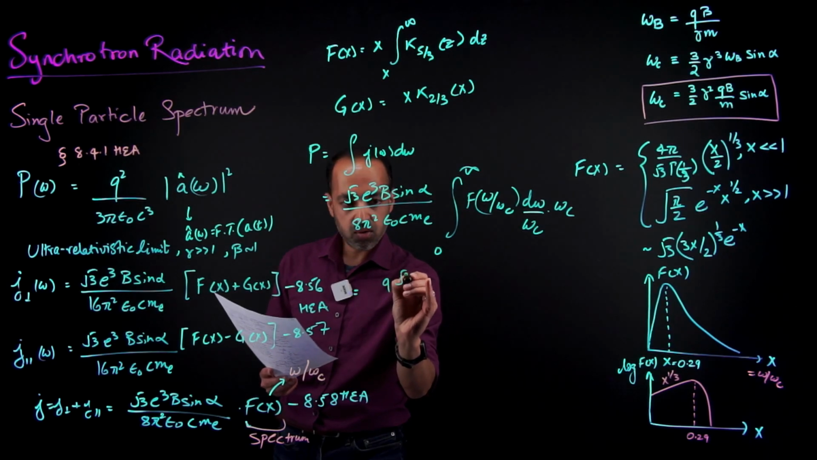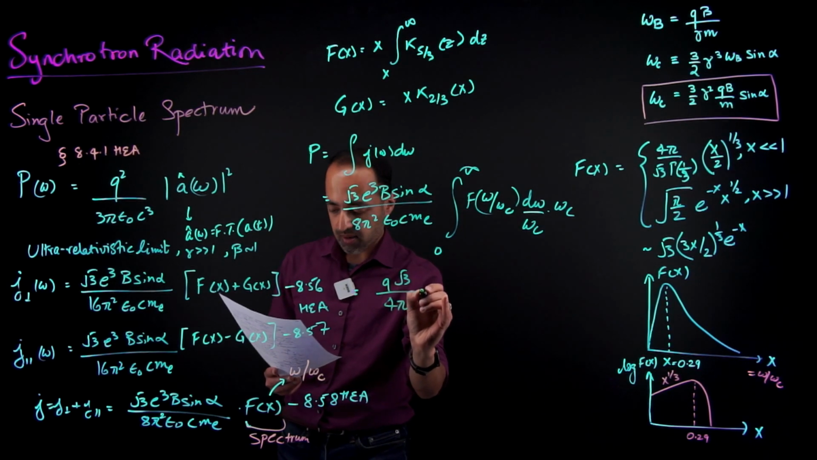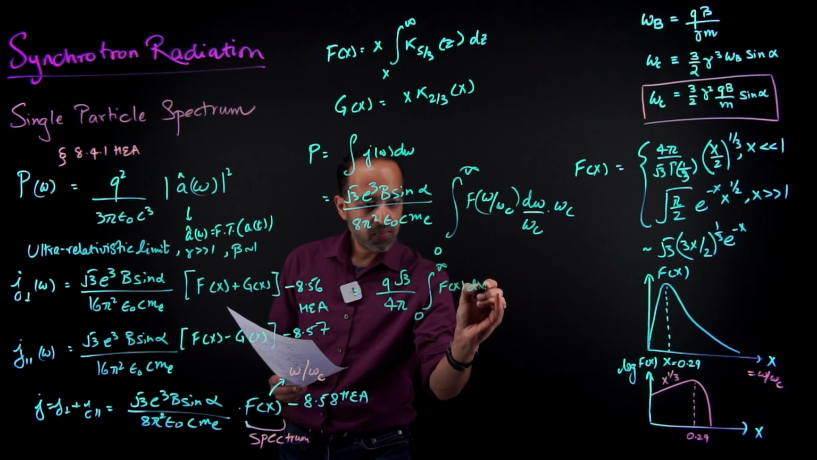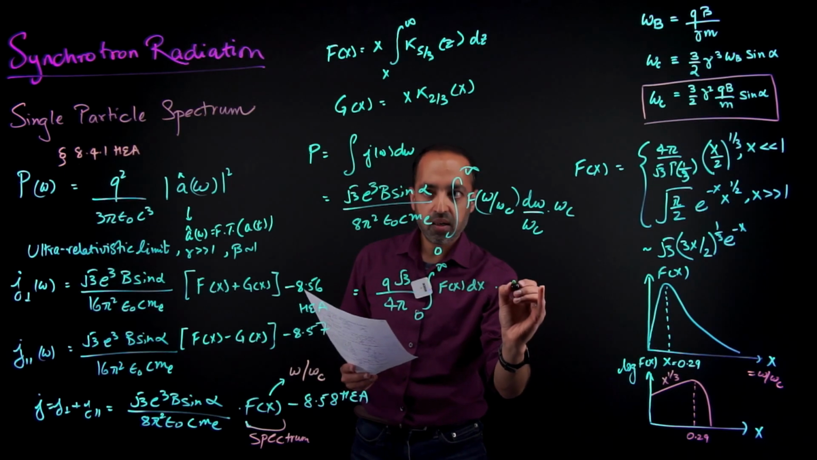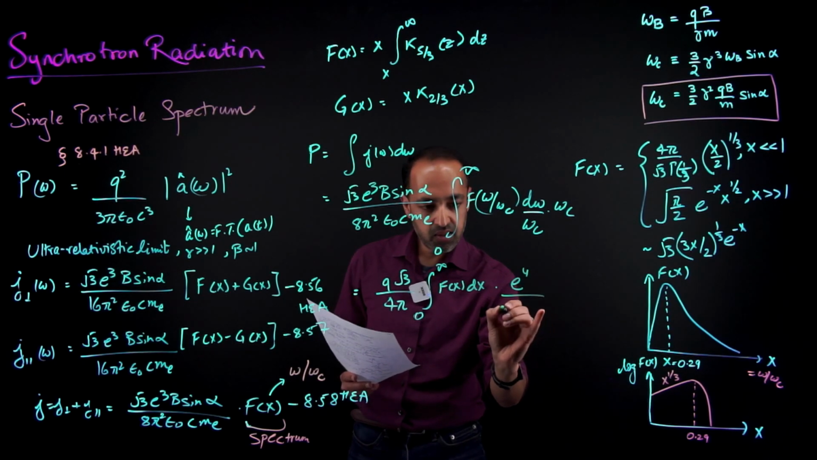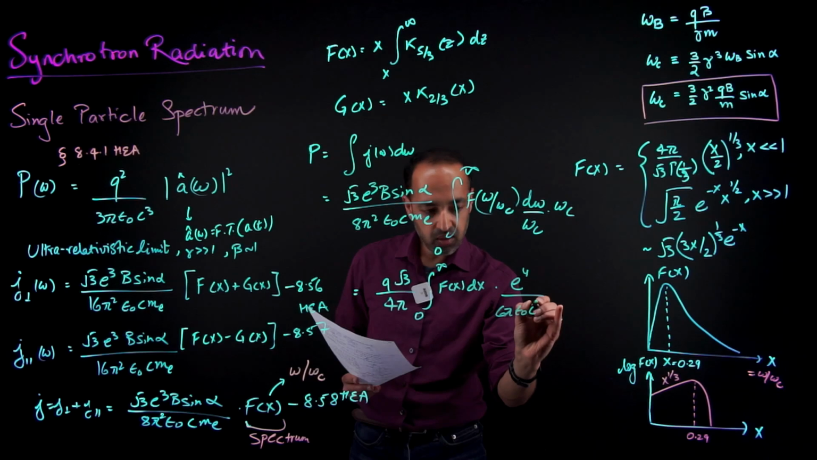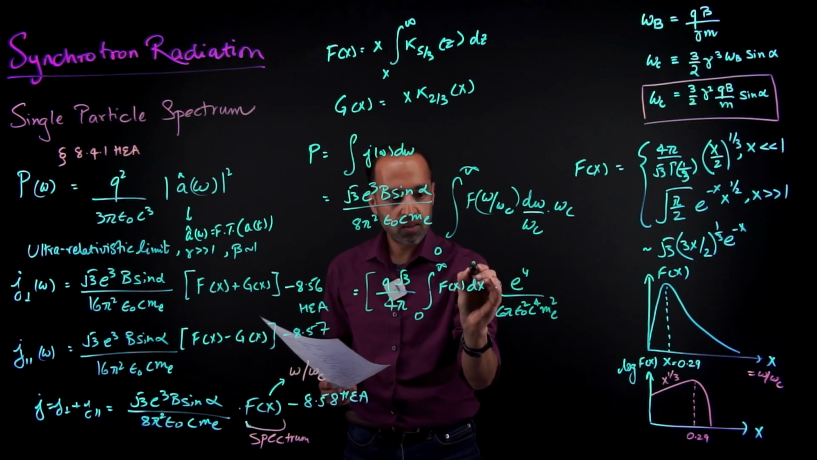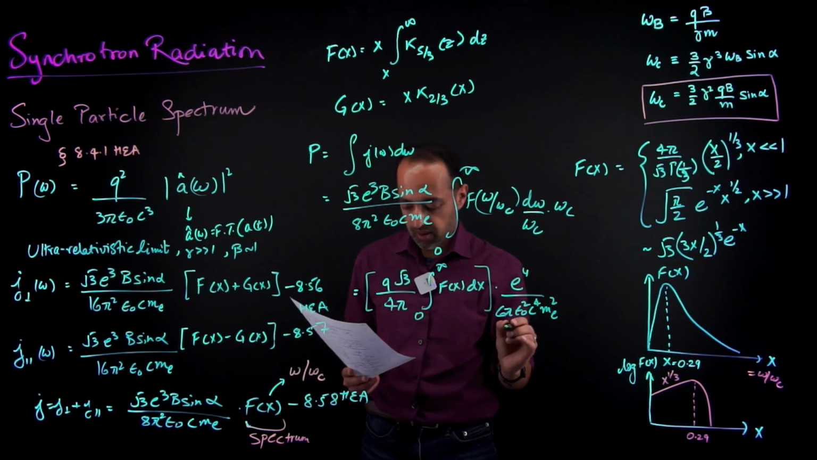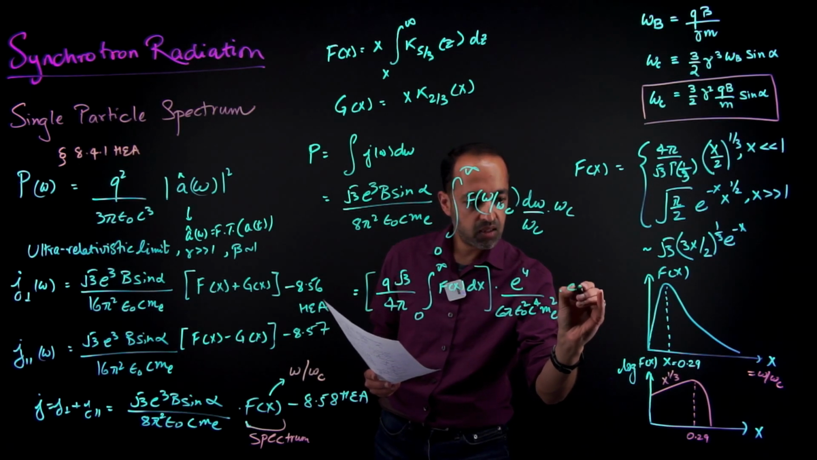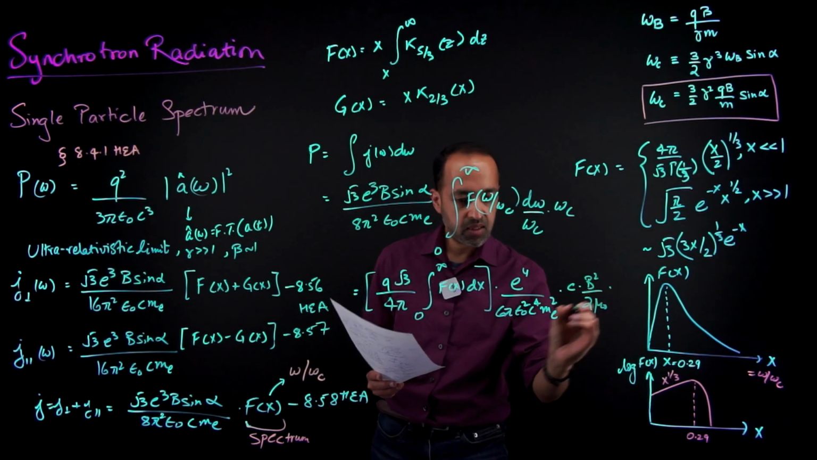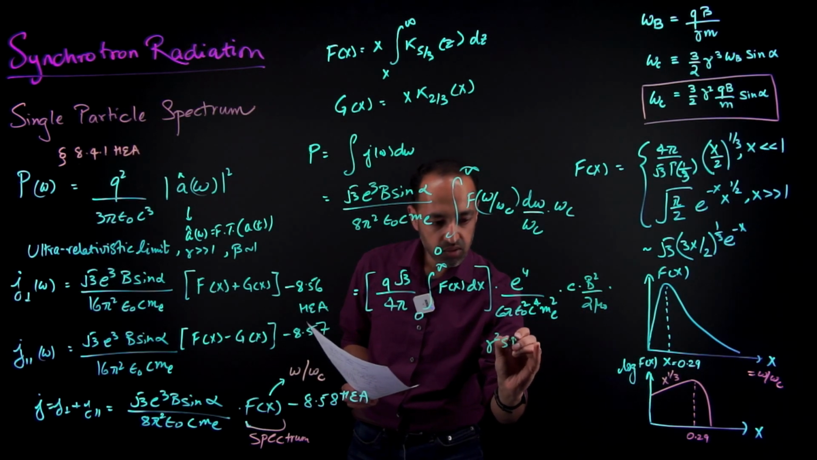So it's 9 √3 over 4 pi, the integral from 0 to infinity of f of x dx, times e to the 4th over 6 pi epsilon naught c epsilon naught squared c to the 4th m squared. That's our second term. And then our third term is going to be times c times b squared over 2 mu naught times gamma squared sine squared alpha.